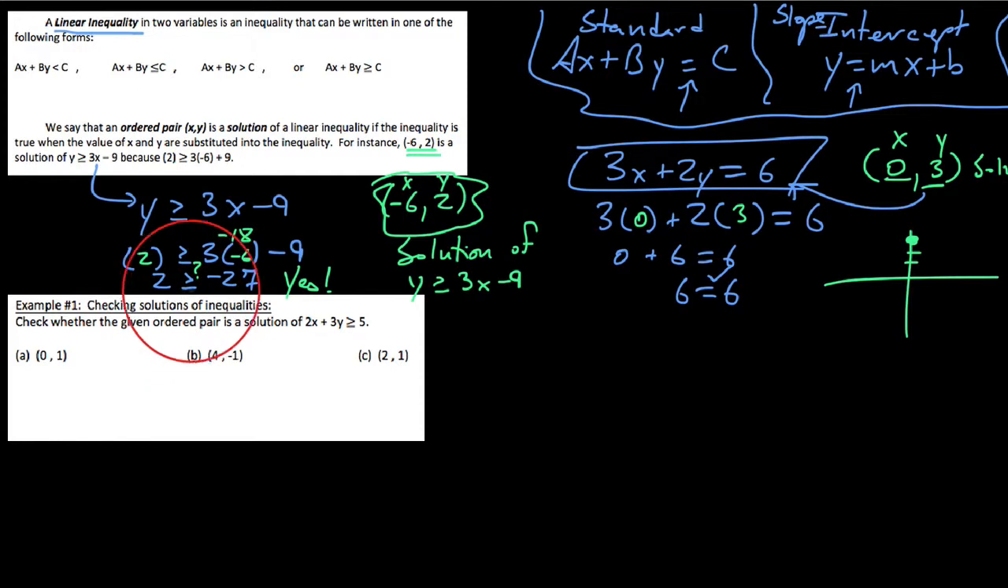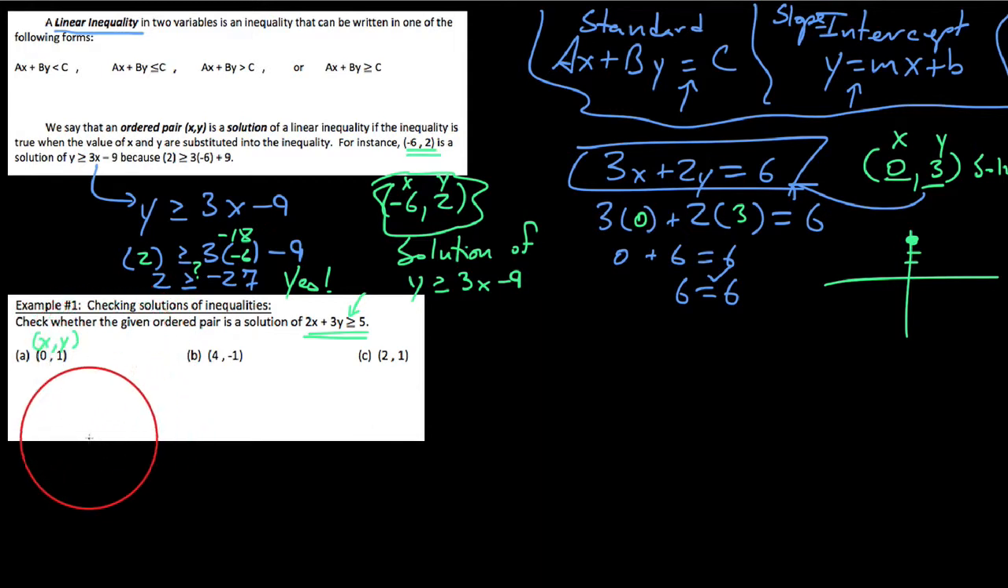It says example 1. All I want to do is check to see if these ordered pairs are solutions of this given particular linear inequality. Okay, and so we have 2x plus 3y is greater than or equal to 5. So in this first instance, we're saying, what if the point (0, 1) were plugged in? Would it cause it to be true?